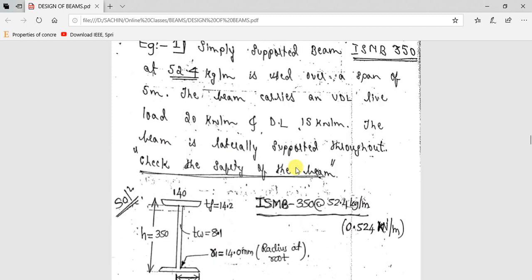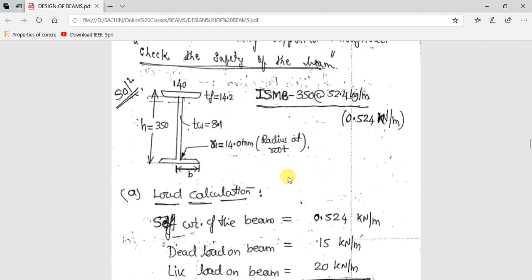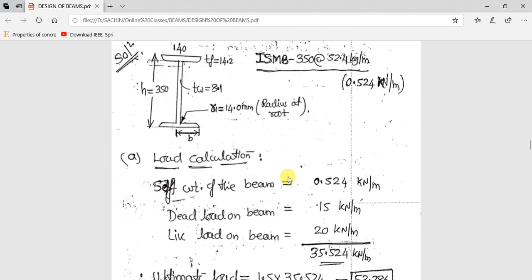So this is a simply supported beam, running over a span of 5 meters, and it carries a UDL live load of 20 kN per meter and a dead load of 15 kN per meter, and it is laterally supported throughout. So first you have to calculate the load acting on this particular beam.